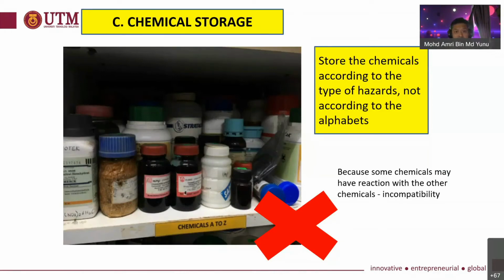cabinet. And then you cannot label or collect them according to name or alphabetically, A to Z, because some of them cannot get together or cannot be combined. Even their fumes, okay, may react and then cause a fire, for example.